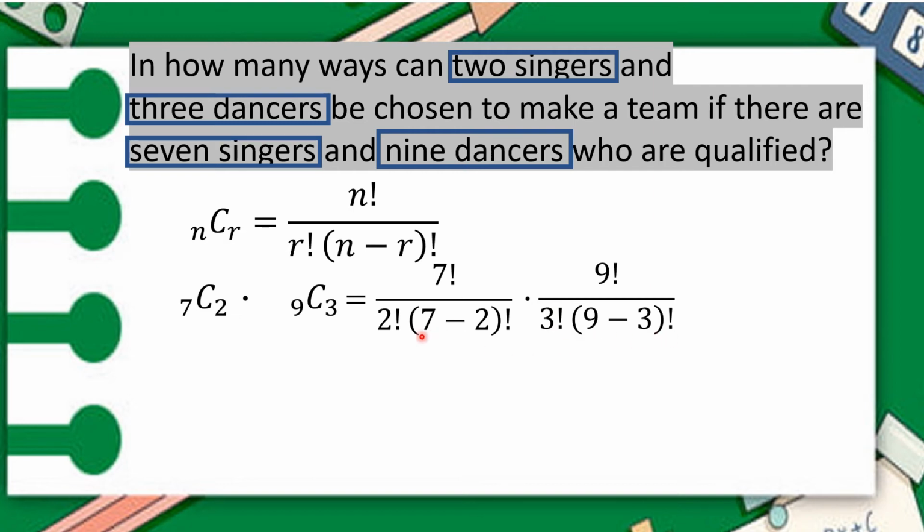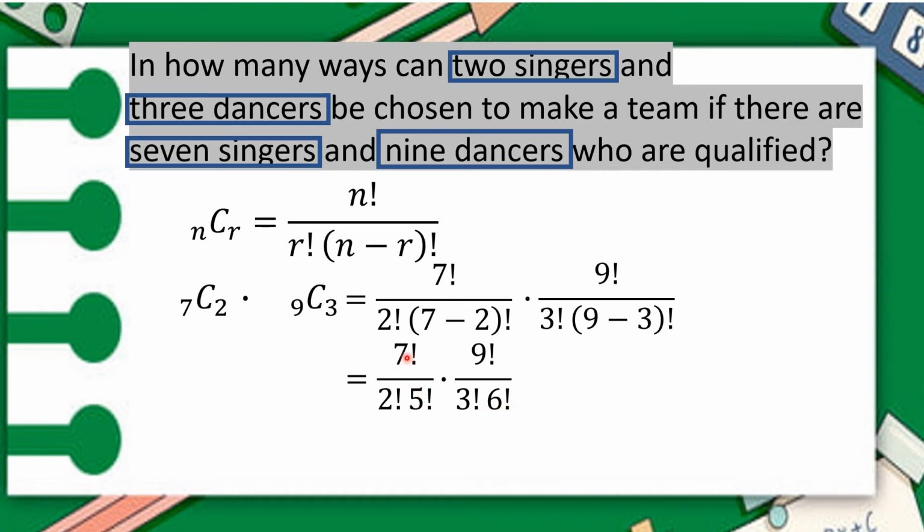Then, simplify natin tong dalawang expression natin. So, 7 minus 2, that is equal to 5. Then, 9 minus 3, that is equal to 6. So, we have now this. 7 factorial over 2 factorial times 5 factorial times 9 factorial over 3 factorial times 6 factorial. Since multiplication naman yan, pwede na natin i-combine yung numerator tsaka yung denominator, i-times na lang natin.